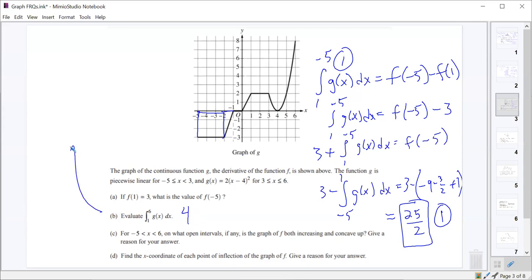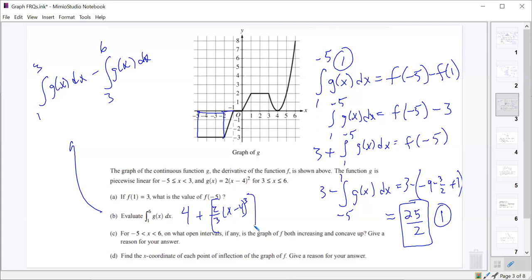So for part B, we're going to write this. We're going to separate this as an integral from 1 to 3 of g of x plus an integral from 3 to 6 of g of x, just because we have a linear piece and then this parabolic piece. So we got to do them separately. So the first part is 4. And the second part should be the integral of 2 times x minus 4 squared, which ought to be 2/3 of x minus 4 cubed, evaluated from 3 to 6.